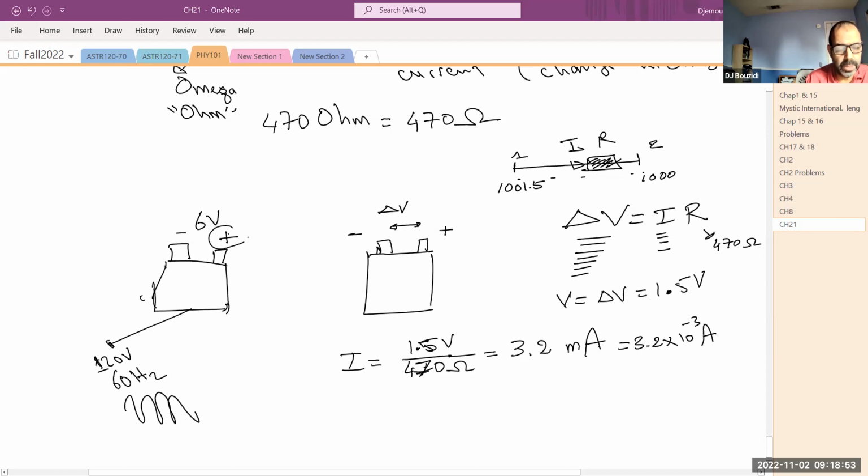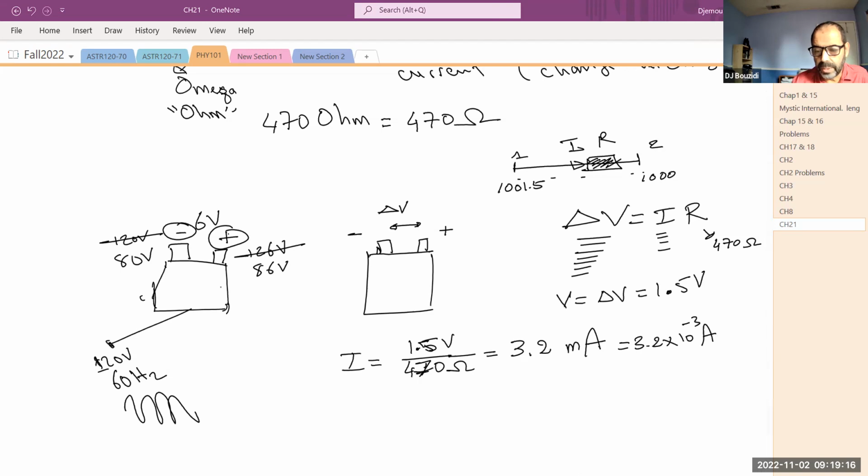So this point in here is higher than this point by 6 volts. This point could be, for example, 120 volts for all we care. This point is 126 volts. This could probably be 80 volts. And if it's 80 volts, this is not 126 anymore, it's 86 volts. That's what that battery was doing for us. Okay. So that's all there is to it.